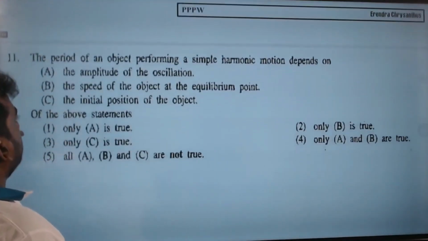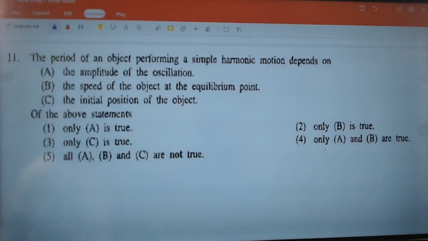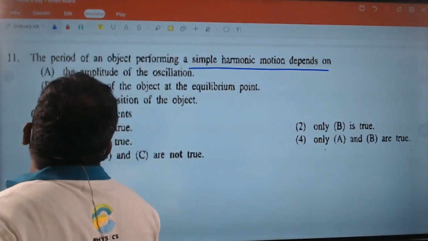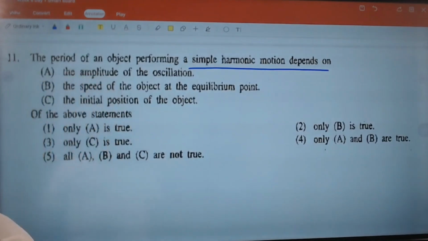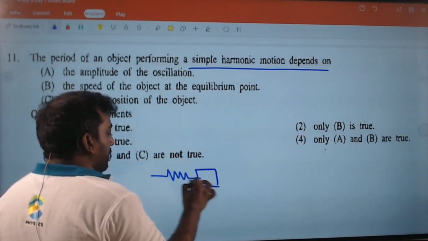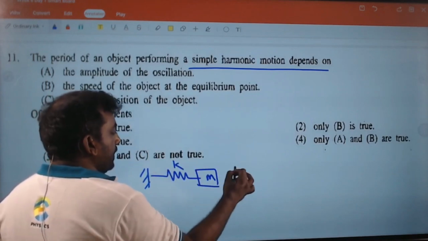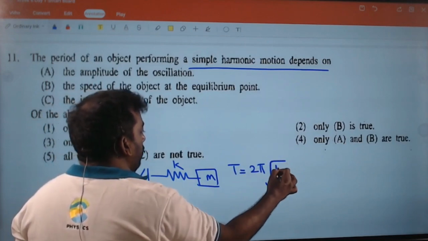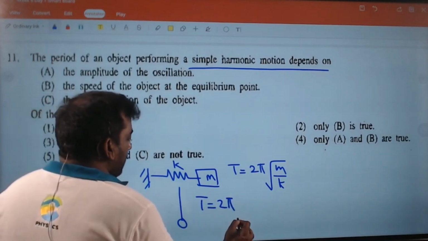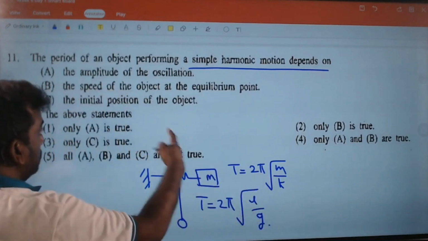Moving forward. Right. The period of an object performing simple harmonic motion depends on the amplitude of the oscillation, speed of the object at the equilibrium position, initial position of the object. For example, we'll take spring mass system. Spring mass system periodic time T equals 2 pi square root m over k, right? Then take simple pendulum. T equals 2 pi square root L over g. Right. Now from these two, look.